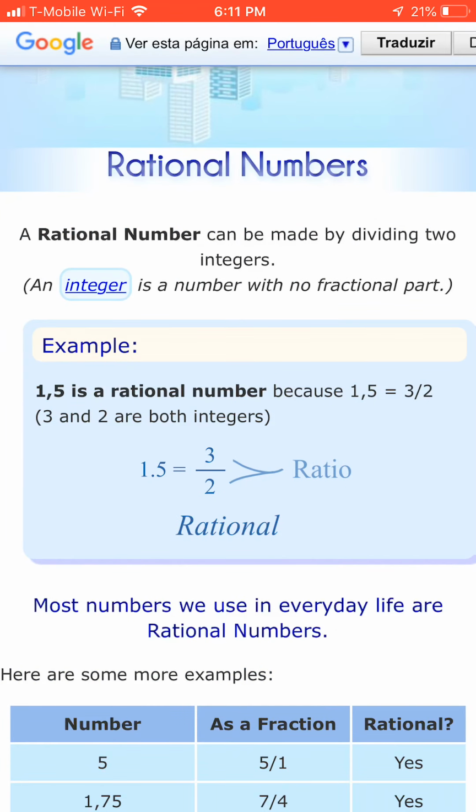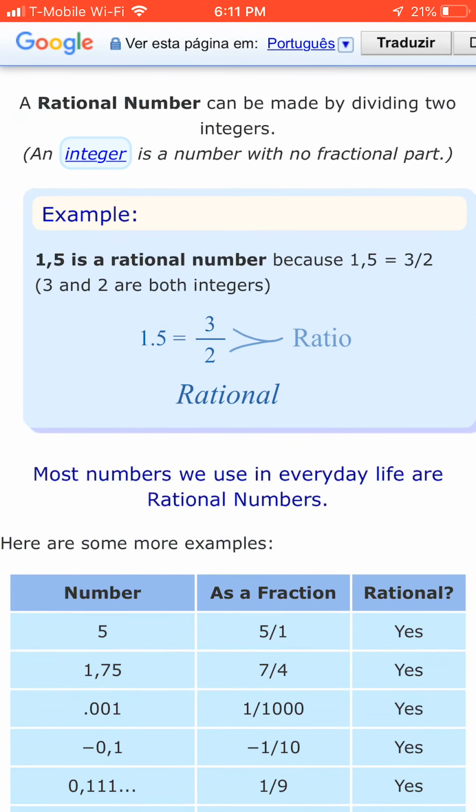Here are some more examples. Is the number a fraction, rational or irrational? 5/51 yes. 17/574 yes. 1/1000 yes. 0.110 yes. 0.11119 yes. The square root of 2, no.